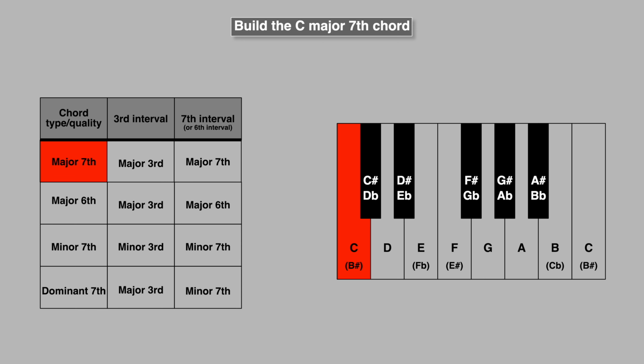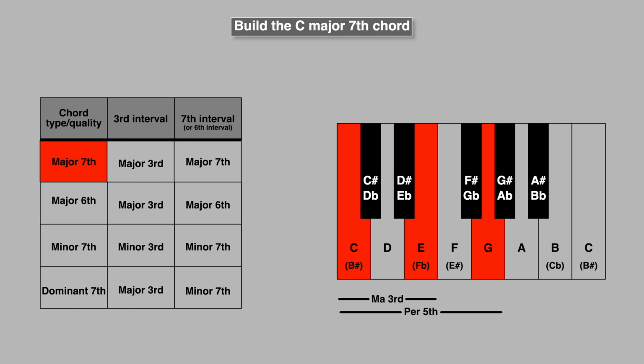So let's measure the intervals up from the root note to create the C major seventh chord. We need a major third interval from the root up to the third. This equals 4 half steps. Next, we need a perfect fifth interval from the root up to the fifth of the chord. This equals 7 half steps, so we need 3 more half steps up from the previous major third interval.